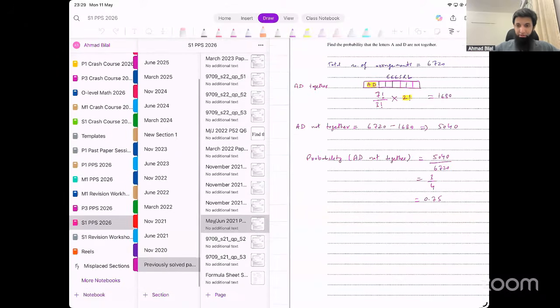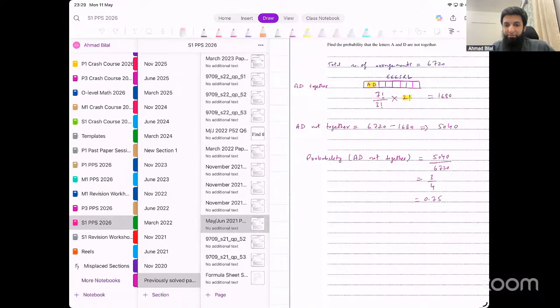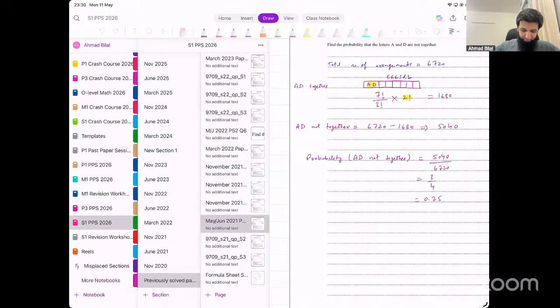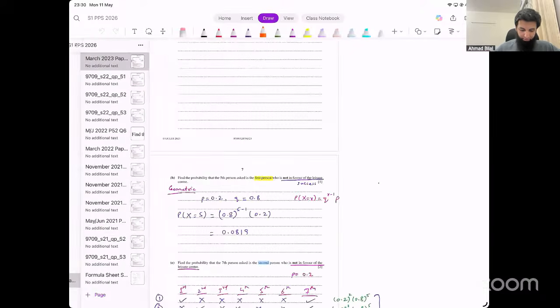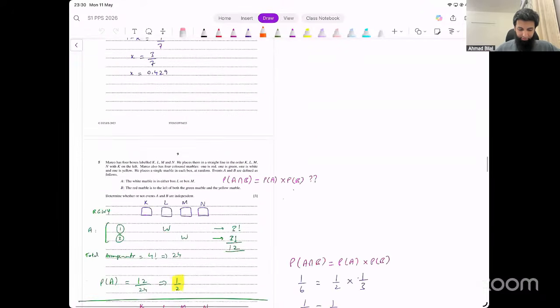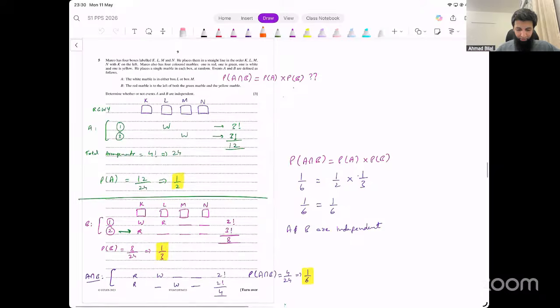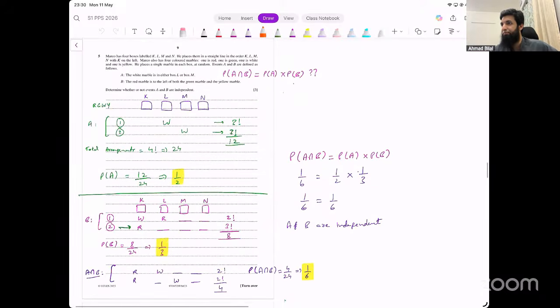S1 PPS. March 23, question 5, paper 5 2. March 23. Okay, this looked like a weird question. मैंने क्या किया वहाँ पे? Marble वाले question. Okay, somebody else was asking about this.